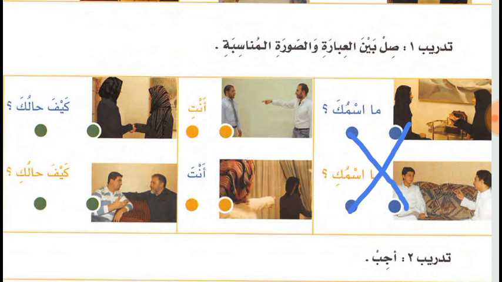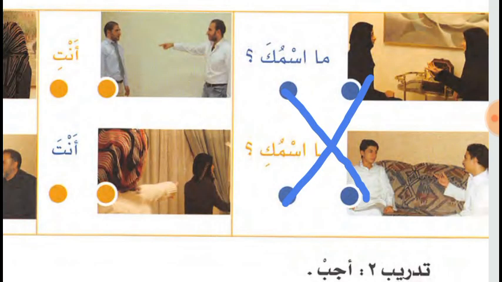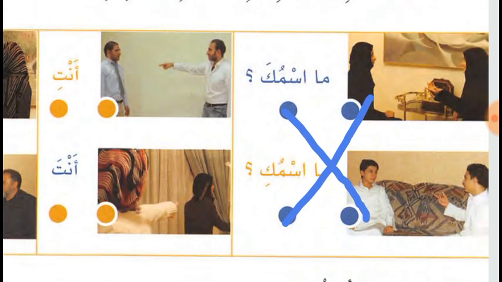In the first picture, I have already joined this using a blue line. It doesn't have a blue line in yours, but that's okay, I think it is not in your PDF. In the first picture you see two women talking. One woman is asking another about her name, and you already know that for this we say Masmuki. So we join the blue dot of this picture with the phrase Masmuki, written in orange. Then we have Masmuka, which is for males, so we will join this phrase with the picture of males.